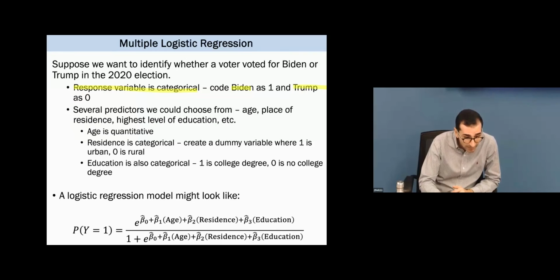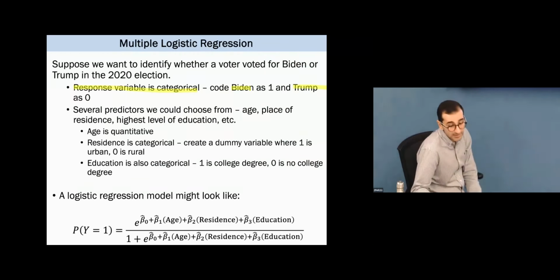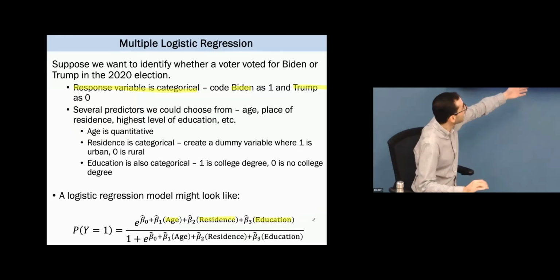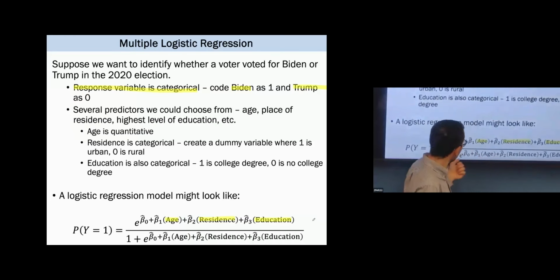So here I want you to observe that I have the function that I'm going to use, right? I don't want a straight line. I want that curve function that will go from 0 to 1. But now I'm going to have more than one predictor variable, more than one explanatory variable. So here I'm going to have again the linear combination. Let's say I'm going to have the age, the residence, and then also the education. Similar logic, but now I'm going to have more than one predictor variable.